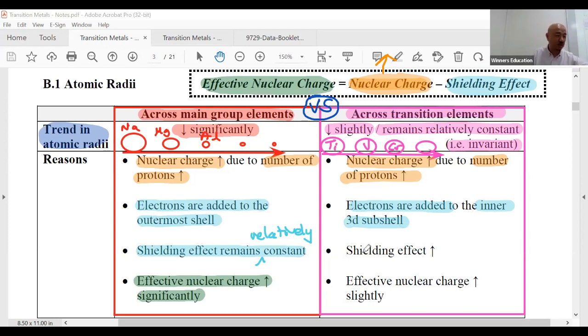There is a difference between the red and the pink, and they expect you to acknowledge it. The shielding effect does increase a fair bit from one element to another. And therefore, you must agree with me that the effective nuclear charge should be quite invariant, quite constant. It also won't increase too much. Therefore, we say the ENC only increases slightly.